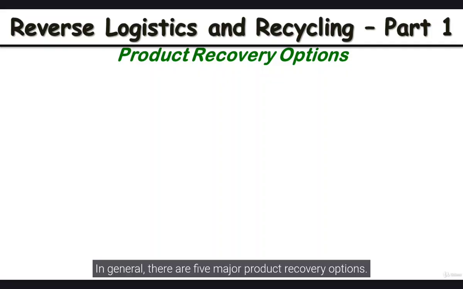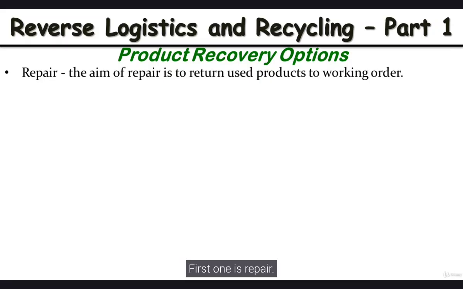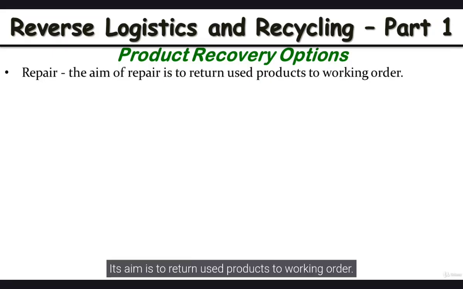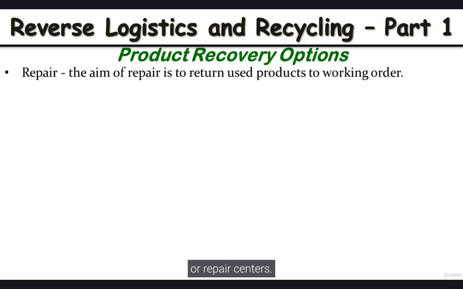In general, there are 5 major product recovery options. First one is repair. Its aim is to return used products to working order. The quality of the repaired products is usually lower than the quality of new products. Repair can be performed at the retail stores or repair centers. Products such as computers, mobile phones, and washing machines are suitable for repair.